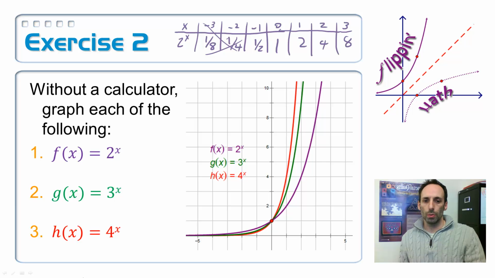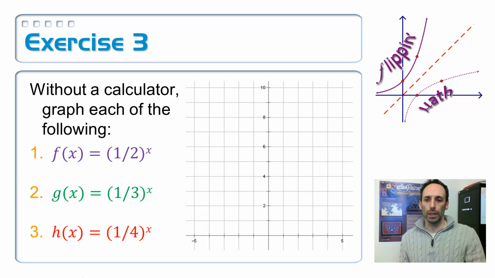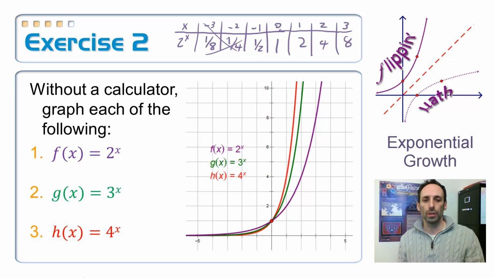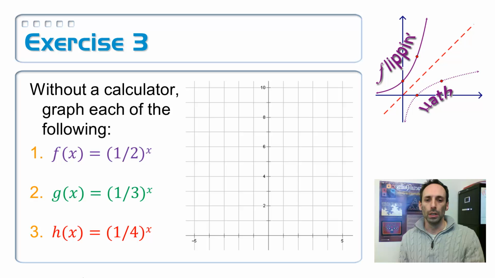Okay, so let's flip this over and actually look at now the base being a half. Now let me go back over here for just a second. Notice that every single one of these is getting bigger. Every single one of these is growing. These are examples of exponential growth. Let's see if the same thing is going to happen over here on exercise 3.